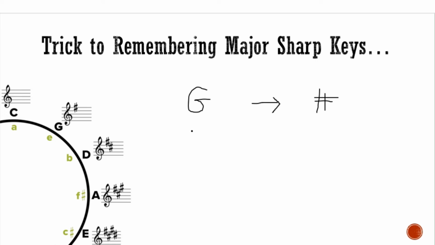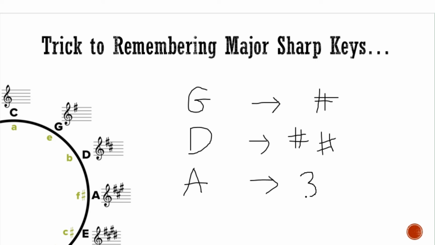When I draw a capital D, I put my pen down twice. So there's 2 pen movements. So D major has got 2 sharps in it. When I draw a capital A on a piece of paper, it's got 1, 2, 3 different lines to it. So that is the key signature with 3 sharps in it.